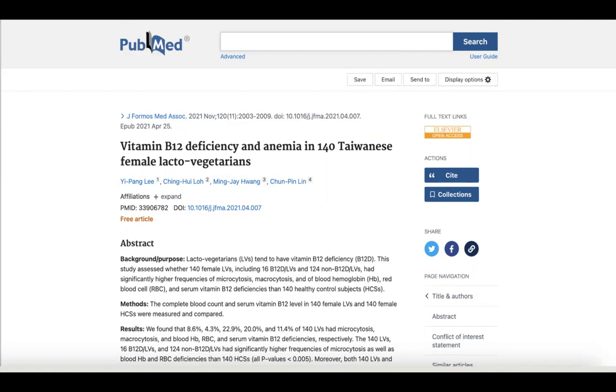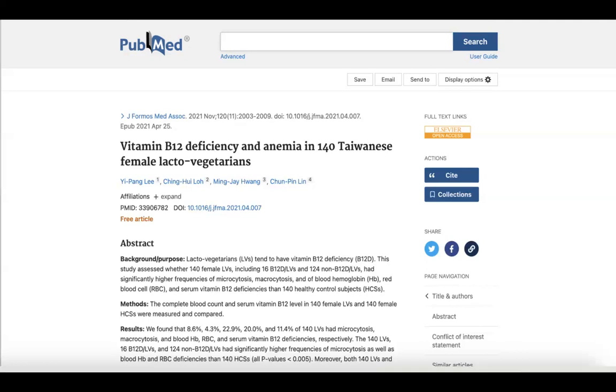In this study, the prevalence of vitamin B12 deficiency and anemia was measured in 140 lacto-vegetarians compared to 140 healthy controlled subjects. In the study, 140 female lacto-vegetarians and 140 controls had their complete blood count and serum vitamin B12 measured and compared.